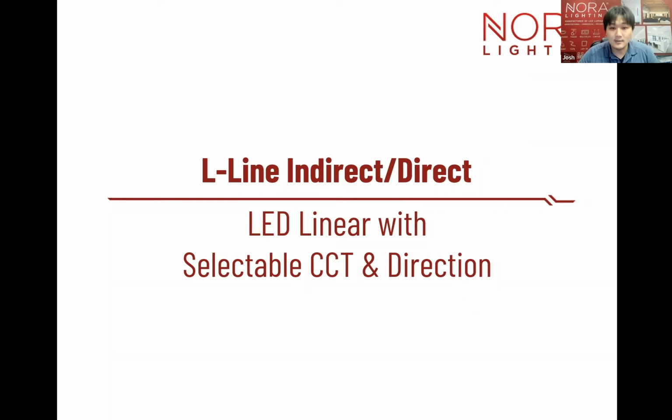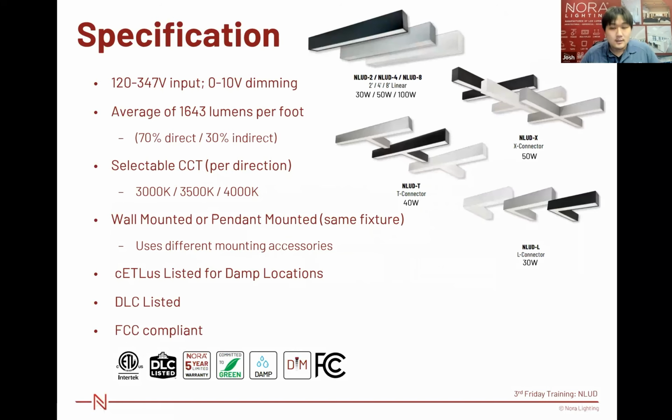Today, I'm going to talk about the up and down linear, indirect and direct linear. So direct and indirect linear is 120 to 347 volts input for Canada and 0 to 10 volt dimming. It can do an average of 1643 lumens per foot. And uplight is 30% and 70% downlight.